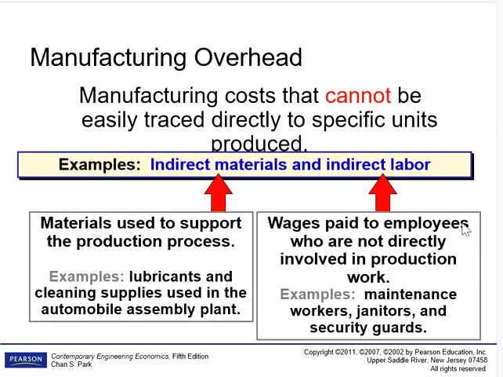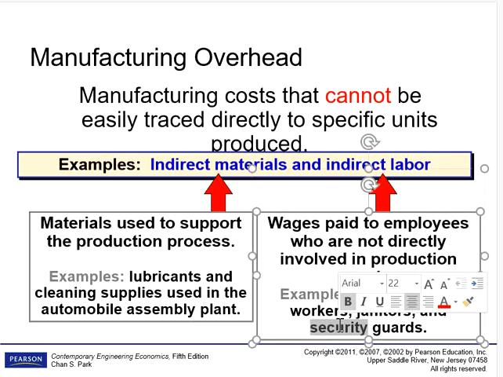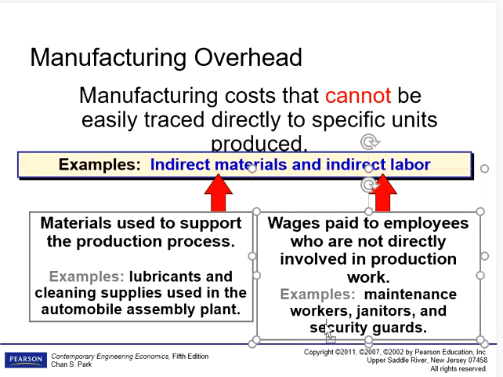Manufacturing overheads are costs that cannot be easily traced directly to specific units of product. Now it could be indirect material, right? What is indirect material? Maybe lubricants or cleaning supplies used in an auto assembly plant. Or indirect labor, those wages paid to employees who are not directly involved in production. Janitors, for example, or security guards, they are not directly involved but their cost is there, right?